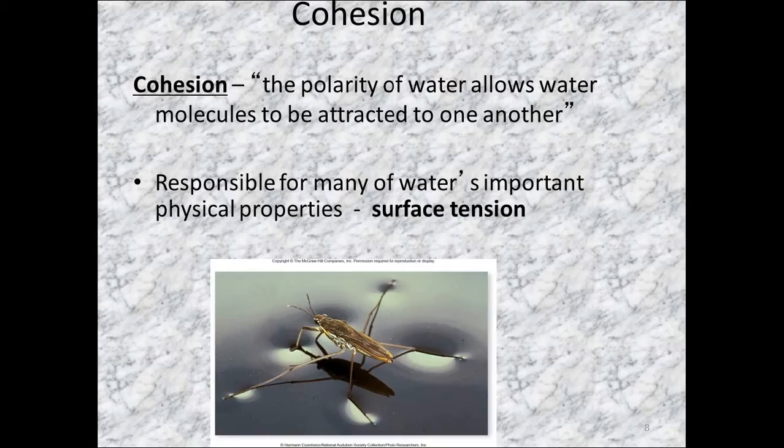Animals have used surface tension for thousands of years to allow them to move across water. I have a picture of a water skimmer right here, but I have a visual that I want you to see of a basilisk lizard.